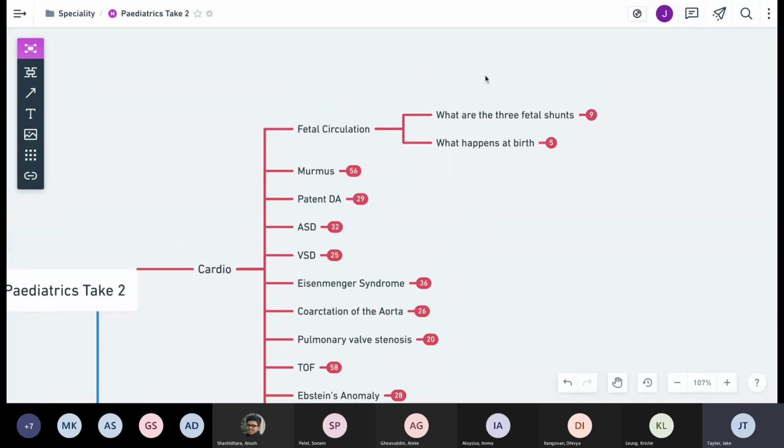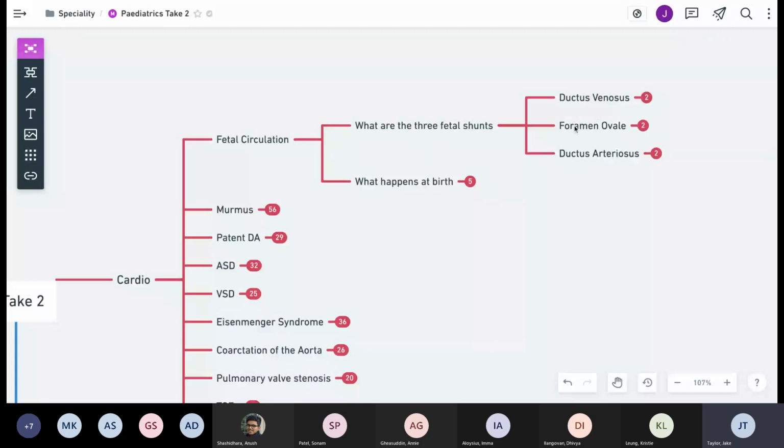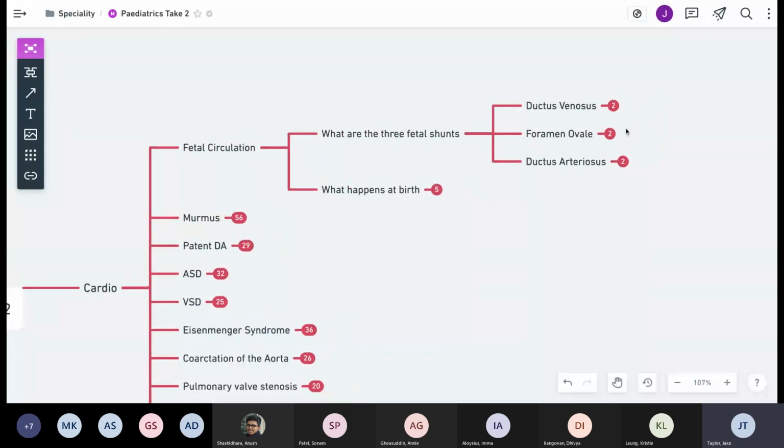Yeah, ductus arteriosus, good. Anyone know any others? Sure, ductus, yeah, must be. Any others? Good. Yeah, I like that. Okay, cool. So these are the 3 that I will talk about: ductus arteriosus, ductus venosus, and foramen ovale. Very good. So you guys got all 3.